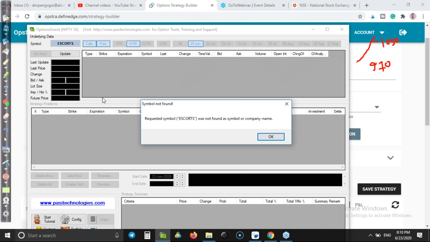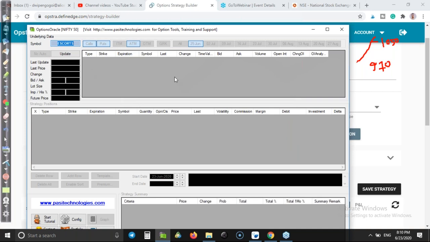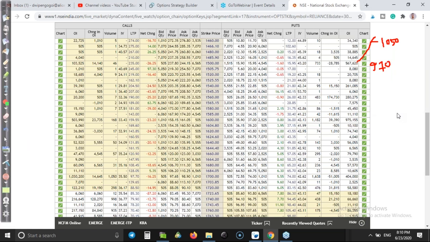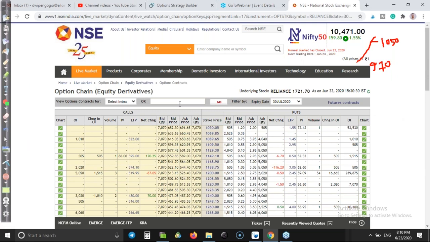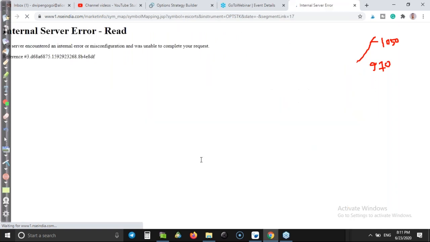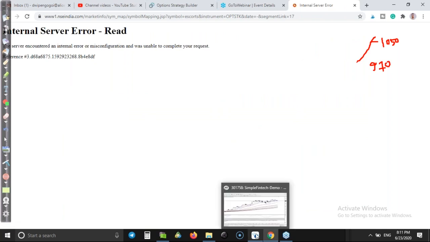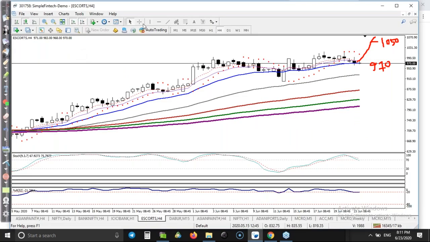Why is it not found here? What happened, Escorts? It doesn't have it. Let's check Escorts. I think it doesn't have Escorts. Let's check different stocks. Leave it about Escorts.